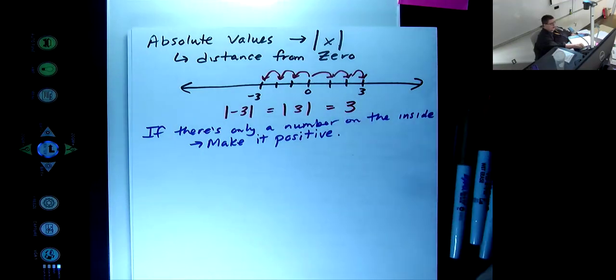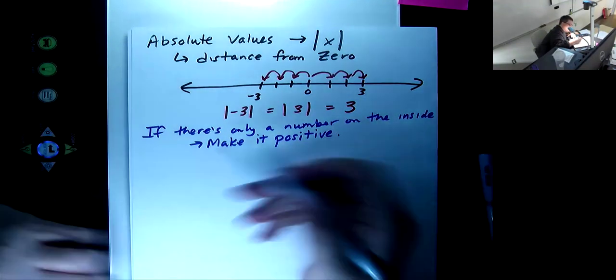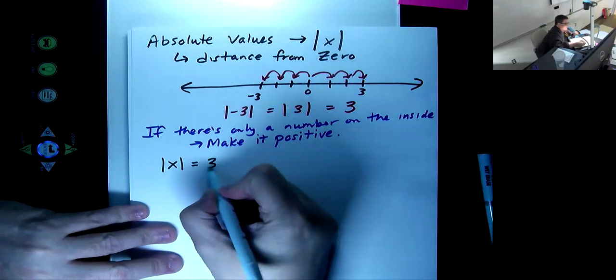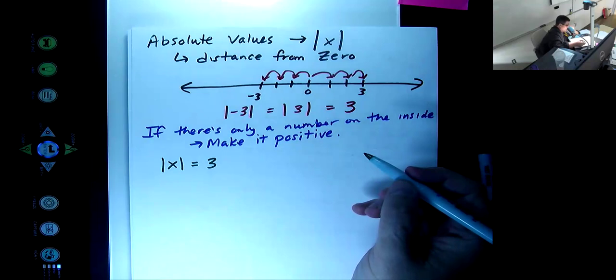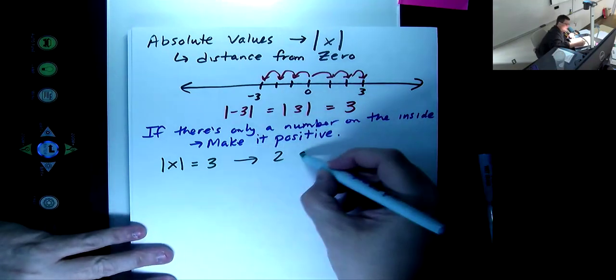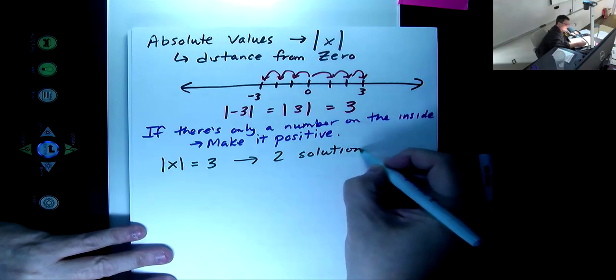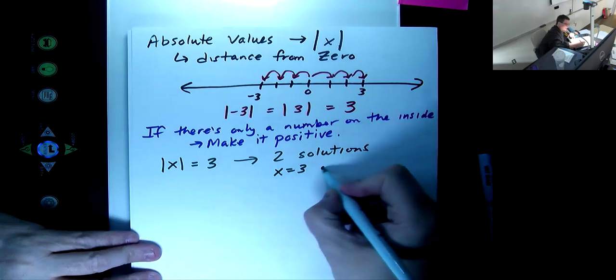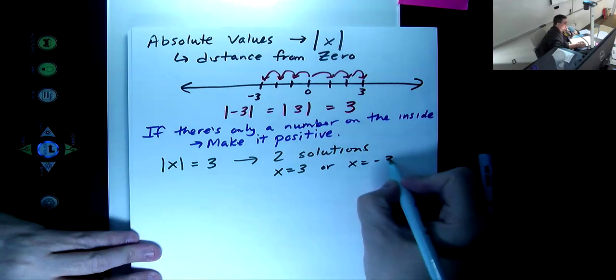Now, by this same chart, if I say the absolute value of x equals 3, there are 2 solutions that work, because we got a picture up here of it. X equals 3 or x equals -3.